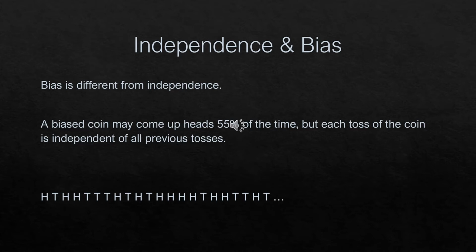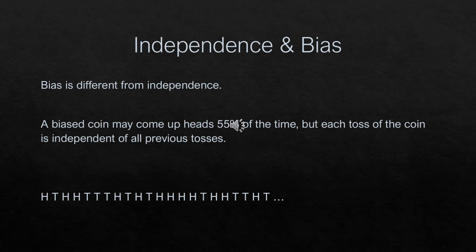So, like a biased coin could come up heads 55% of the time, but that doesn't mean that each of the coin tosses is somehow dependent on the previous ones. You could have a biased coin, but that doesn't make it the case that the previous coin tosses somehow affect the future coin tosses. So in this case, this is a long string of heads, tails, heads, heads, tails, tails, tails, heads, tails, heads. It's a long string of somewhat random.